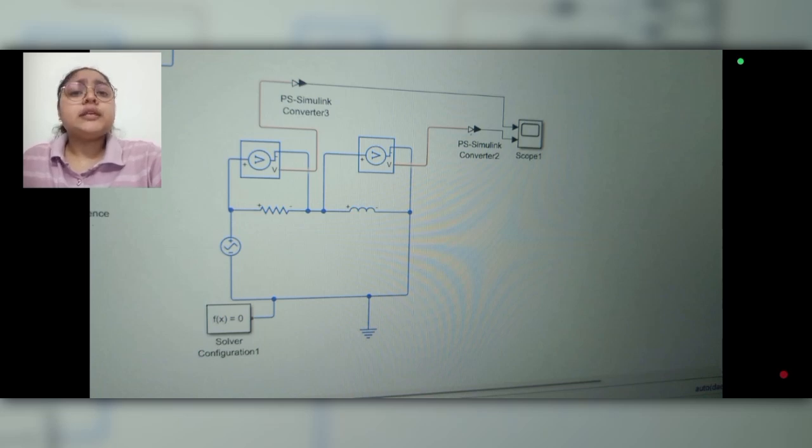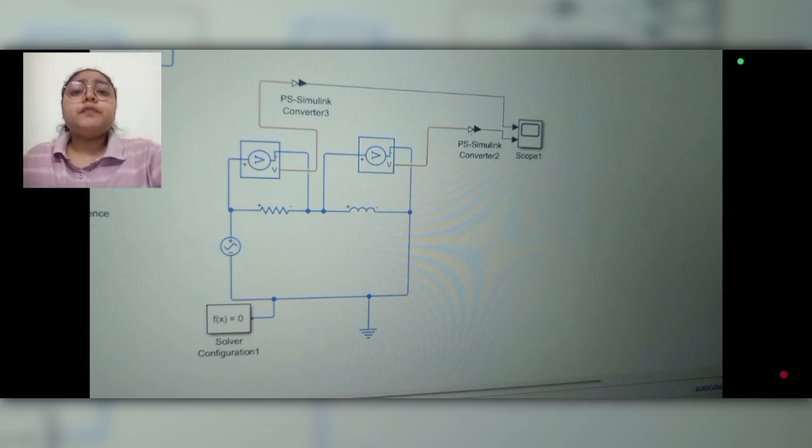There are two voltage sensors connected, one before the inductor and one after the inductor. They measure voltage at different points in the circuit. PS Simulink converter 3 and PS Simulink converter 2 convert the physical signal into Simulink signals, which is needed because the scope works only with Simulink signals. And what is the working of the scope? The scope can display the waveform and show the voltage signal versus time. The ground is also connected as the reference point of 0 voltage for completion of the circuit.